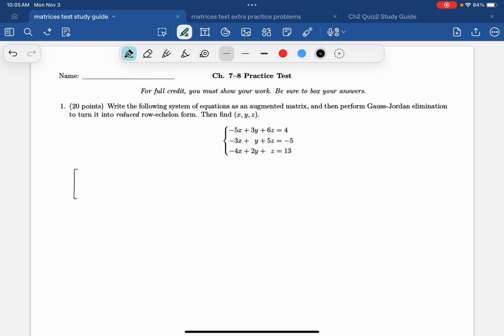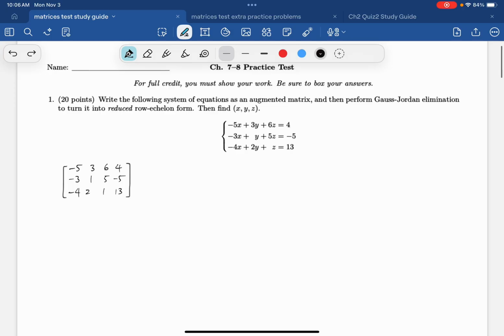Just going to take the coefficients and put it in a matrix form. Negative 5, 3, 6, 4, negative 3, 1, 5, negative 5, negative 4, 2, 1, 13. And usually we would also put a line here, but I'm quite lazy, so I'm not going to do that. Okay, looks like I copied that correct. It's always very good to double check that first step because it's one of the most important ones. You don't want to mess up there.